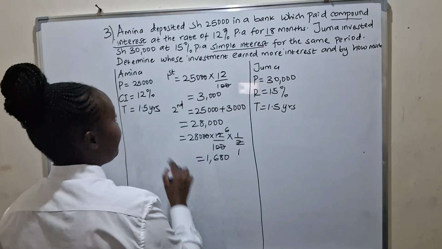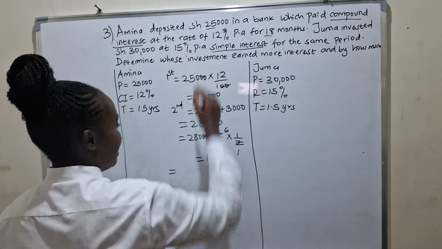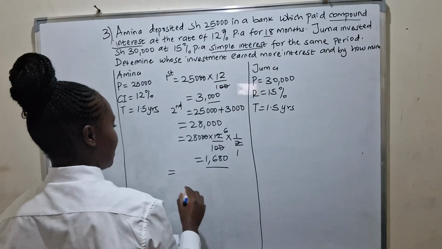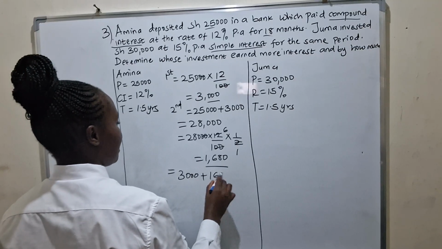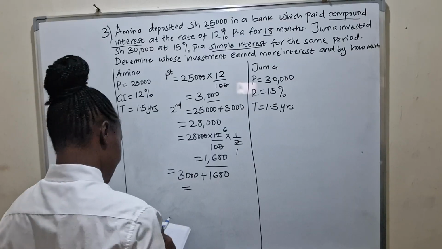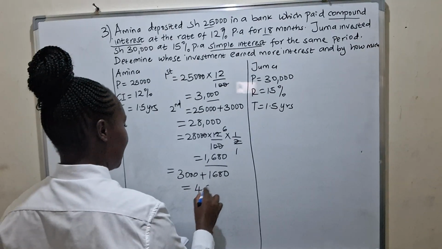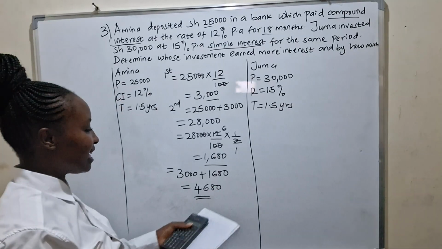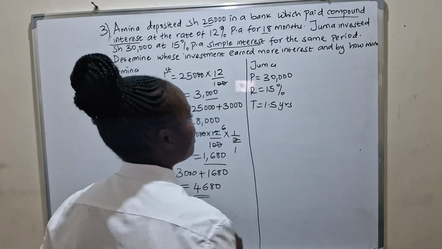1,680. So the interest earned by Amina's investment is 3,000 plus 1,680, which is 4,680. So Amina's investment gains an interest of 4,680. We come to Juma.